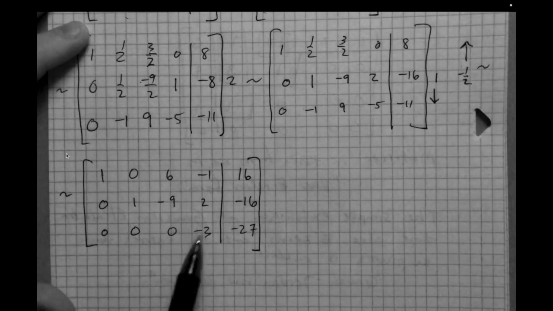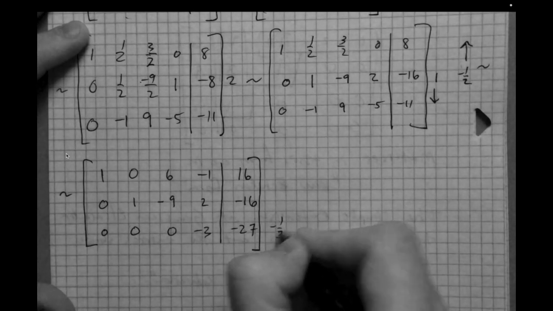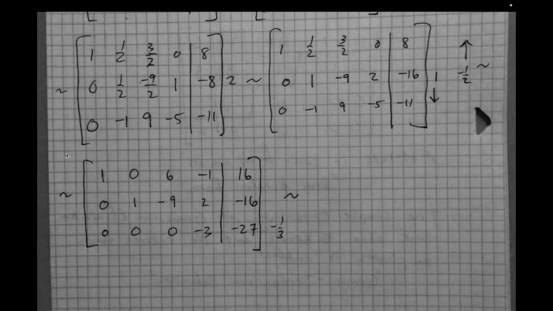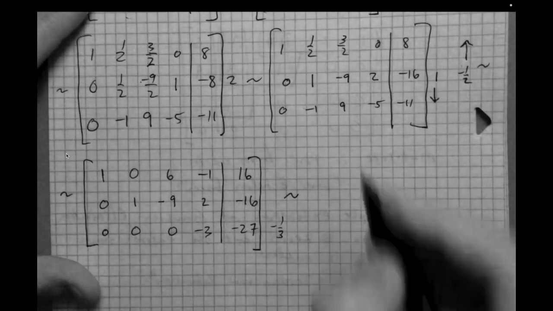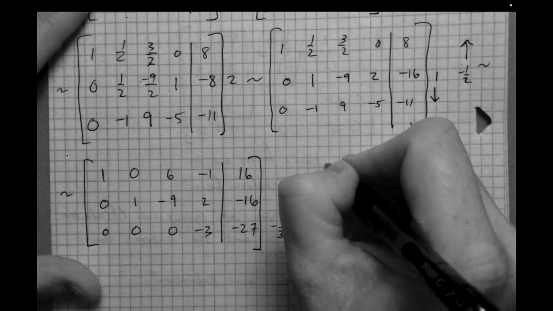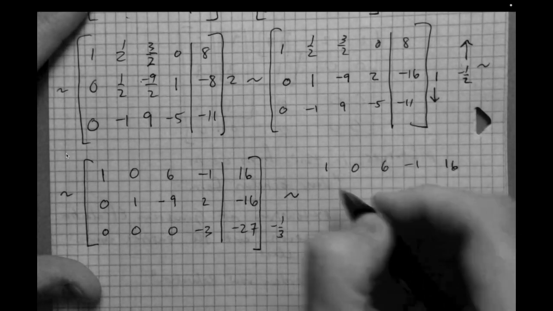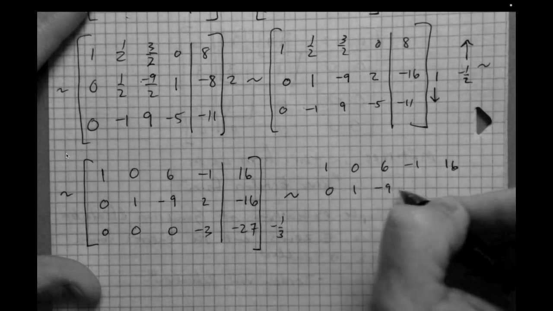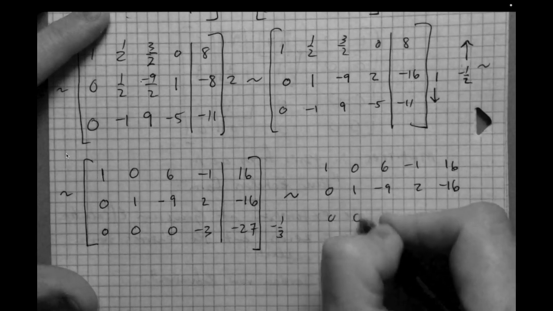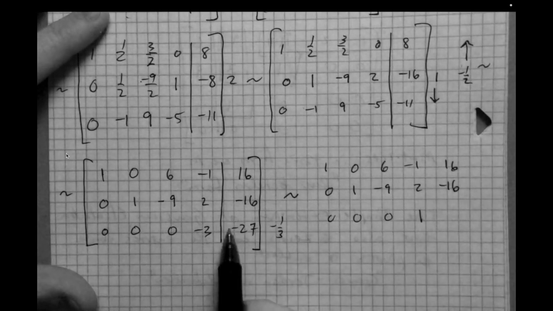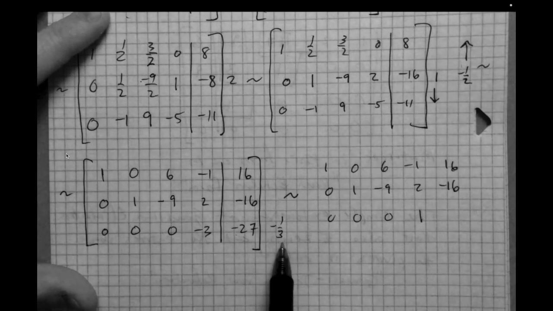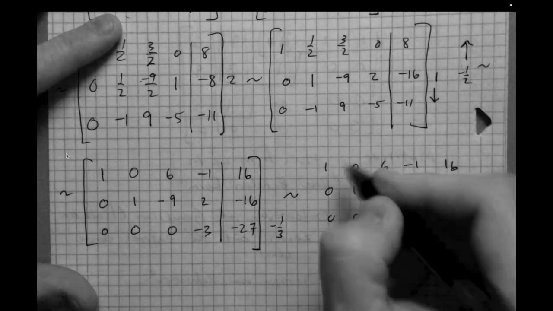Okay, and so the way to do that is to just multiply by negative 1/3. Okay, so row 1 and row 2 will be unaffected here. So 1, 0, 6, negative 1, 16, 0, 1, negative 9, 2, negative 16. And then this will be 0, 0, 0, 1, and then negative 27 times negative 1/3 is a 9.